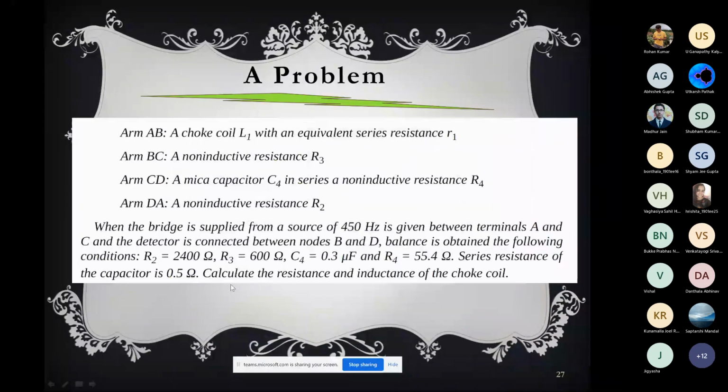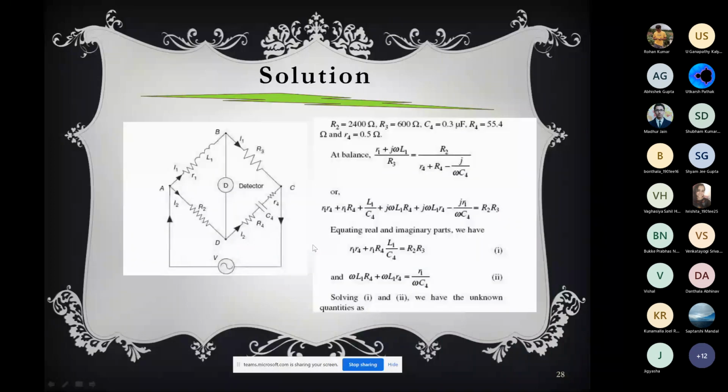And you see that the detector is connected between B and D. Balance is achieved under the following condition: when R2 is 2400 ohm, R3 is 600 ohm, C4 is 0.3 microfarad, and R4 is 55.4 ohm. The series resistance of the capacitor is 0.5 ohm. Calculate the resistance and the inductance of the choke coil. So all the components are given, and this is the detector. The input frequency is also given, and you need to calculate L1 and R1.